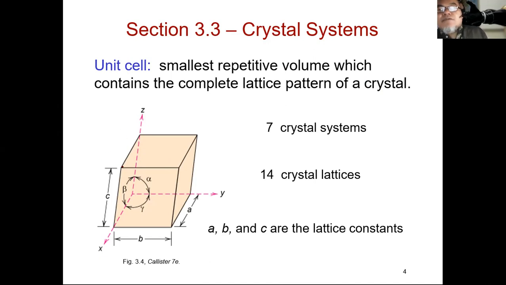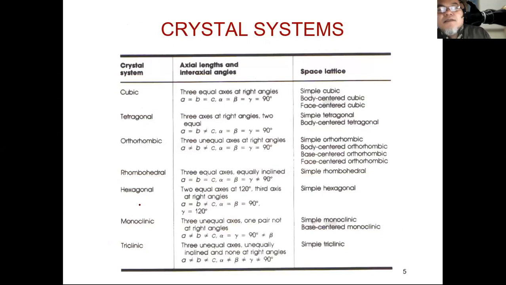Okay, we have 7 crystal systems and 14 crystal lattices, and we have discussed this in the previous slide. The 7 crystal systems are cubic, tetragonal, orthorhombic, rhombohedral, hexagonal, monoclinic, and triclinic. With cubic, the three lattice lengths are the same: a equals b equals c. The angles are also the same: alpha equals beta equals gamma equals 90 degrees.